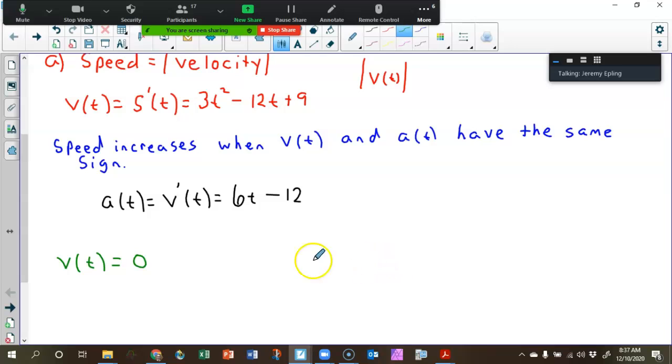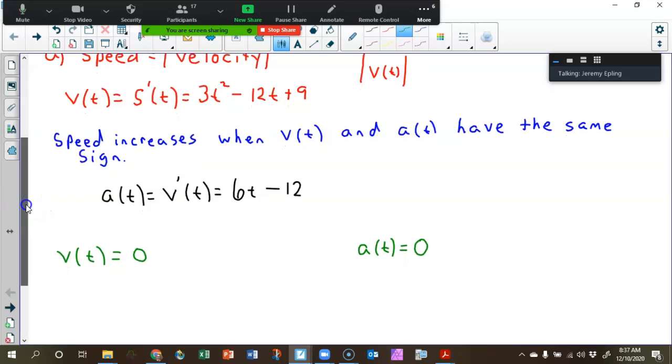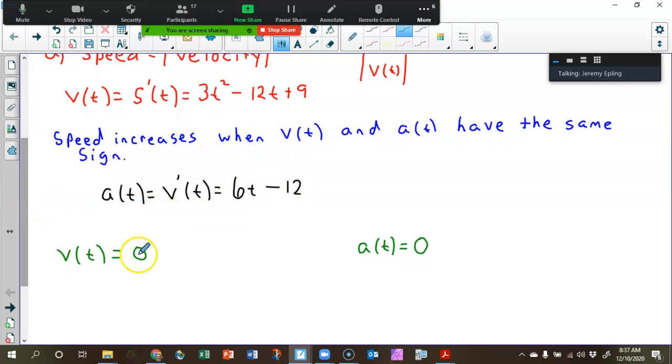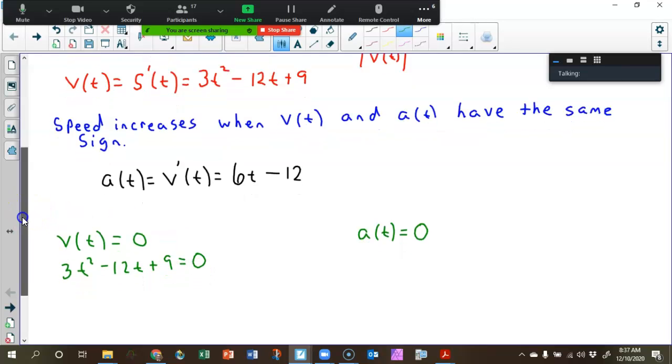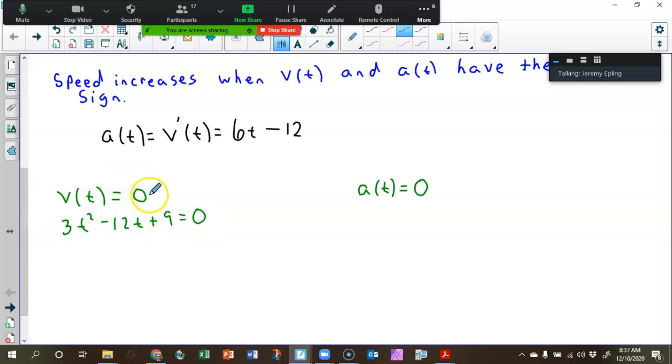When is velocity equal to 0? When is acceleration equal to 0? Because where I'm equal to 0, graphically would be x-intercepts, where issues are going to change for positives and negatives, for signs. So 3t squared minus 12t plus 9 is equal to 0. This also is telling us when our particle is at rest. We weren't asked that. I'm going to divide everything by 3.